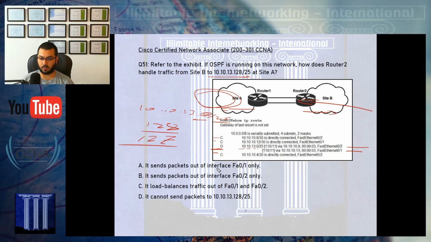So it does not send packets out of Fast Ethernet 0/1, neither 1 nor 0, no. It would load balance between both of them just in case it was advertised, but it's not advertised, as you can see, so it cannot send the packets to 10.10.13.128, because it's not mentioned at all. So it will be answer D.